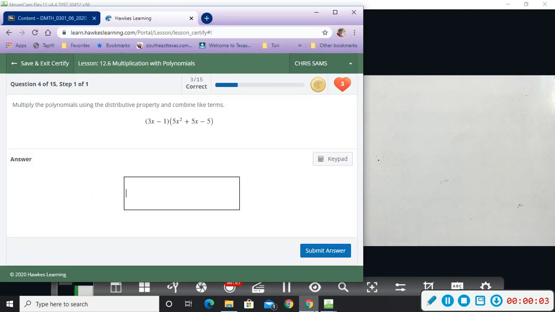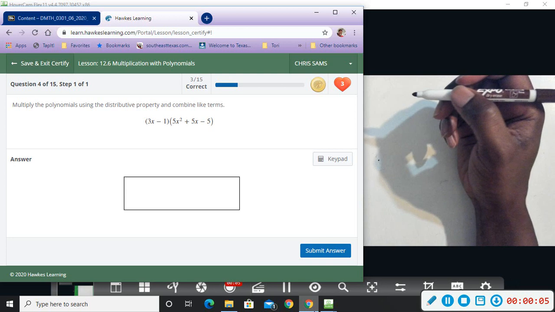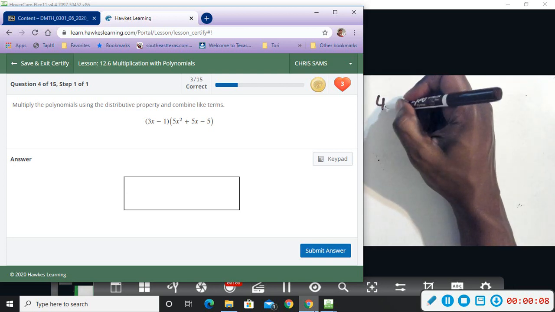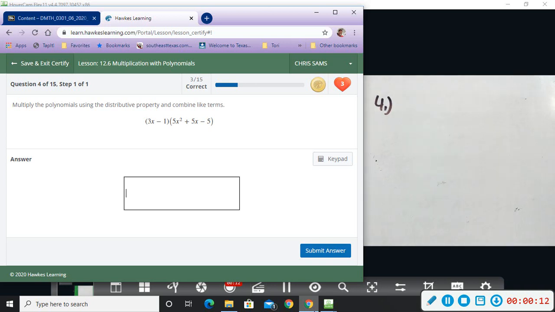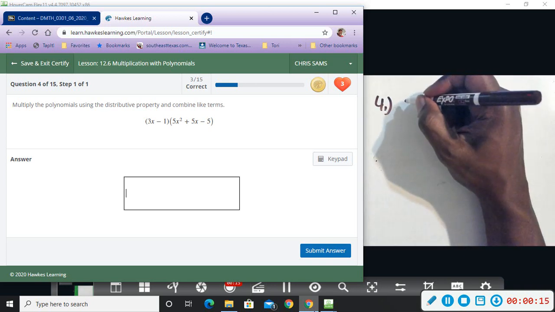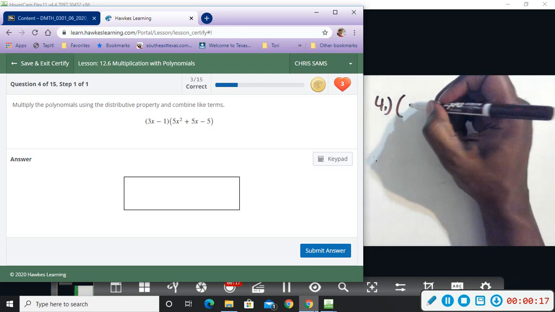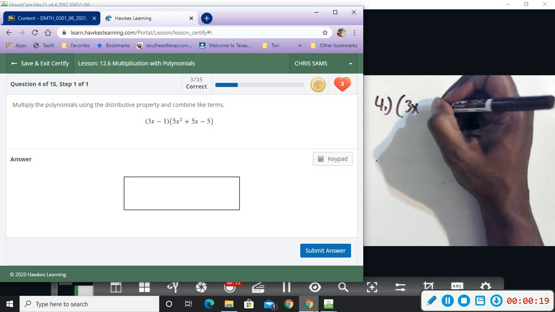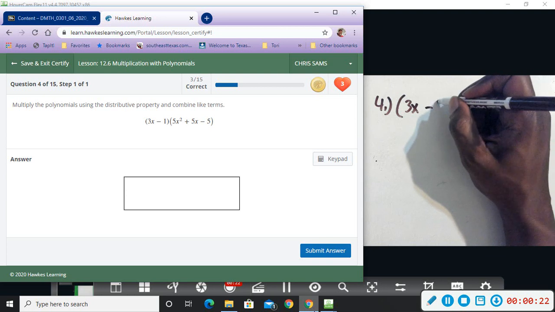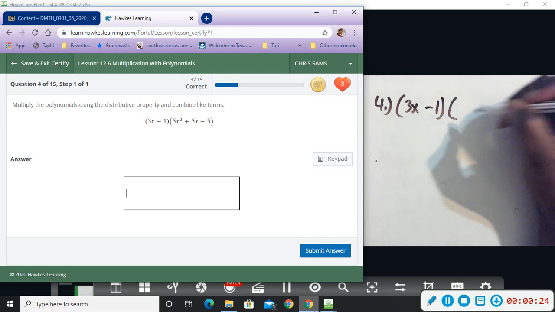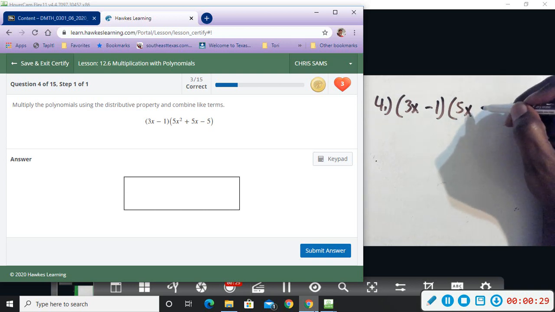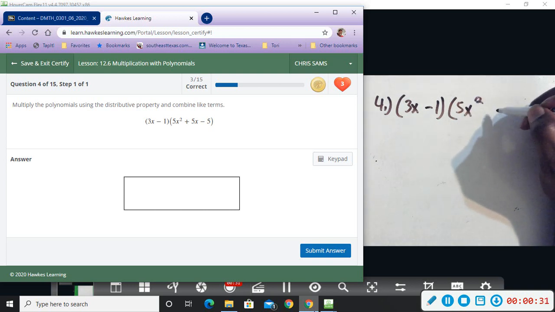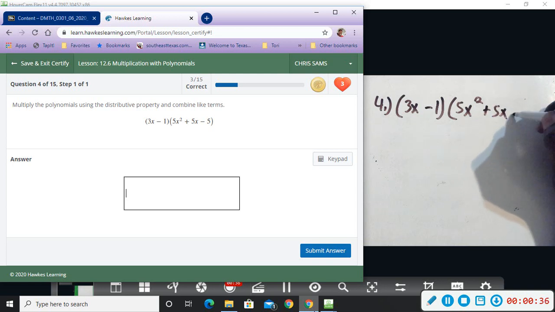Alright, so number 4. Now that we have more than 2 terms, we kind of lose that FOIL process because we don't have that first, inner, outer, last pattern. So that's why I just use that method of multiplying, or understand that you multiply everything in the first set of parentheses times everything in the second, because that's what you need to do here. So we have 3x minus 1, then we have 5x squared plus 5x minus 5.